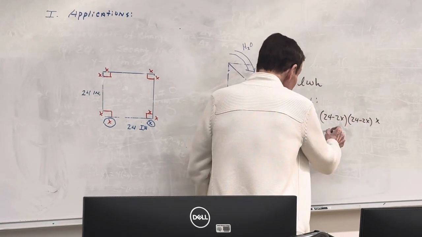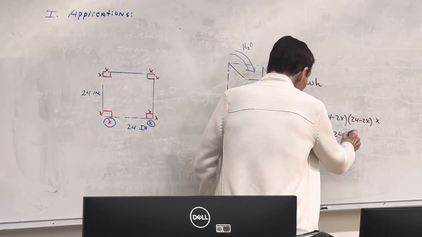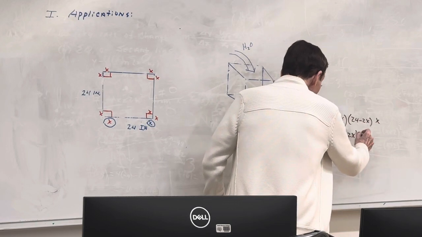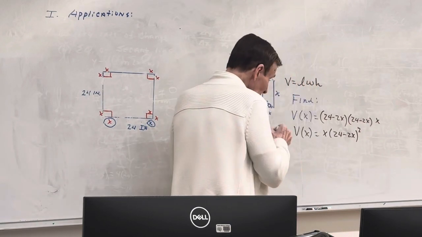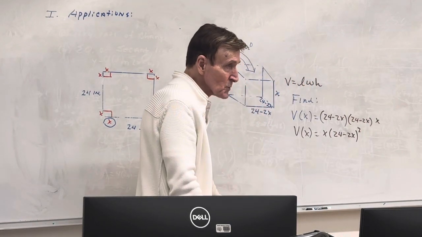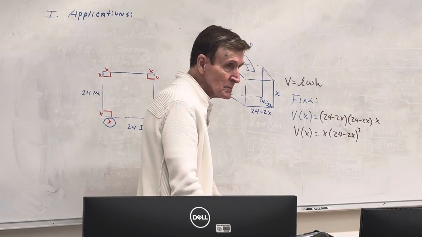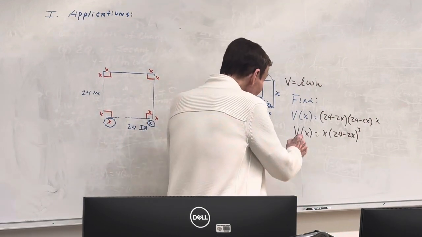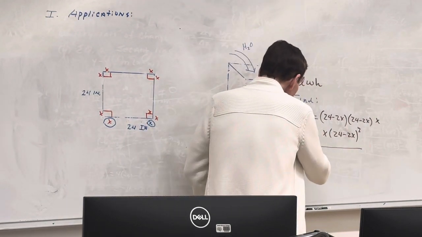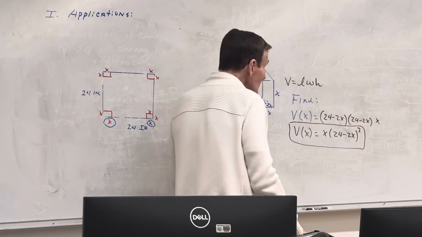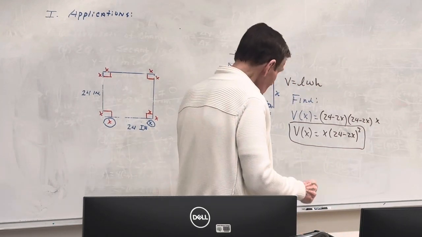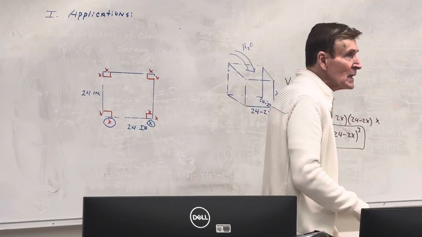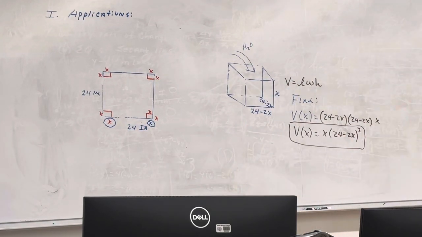I'm gonna write it like this, guys. I think it looks better. I'm not going to expand this thing out. I think it looks better like that. X times 24 subtract 2x squared. And I would accept that as your expression for the volume of that box. Before I leave it. That's the answer.